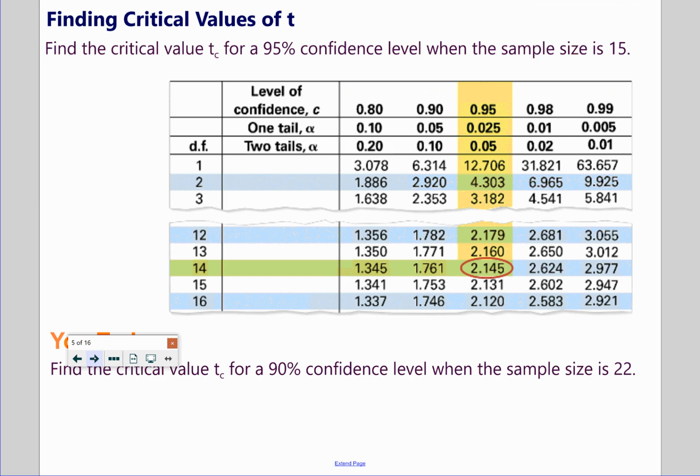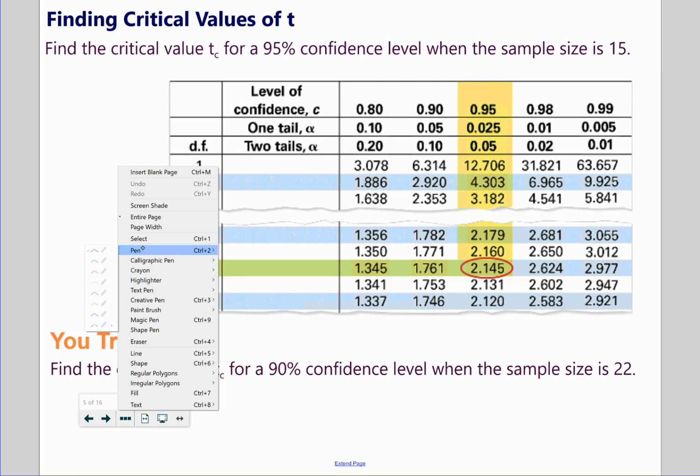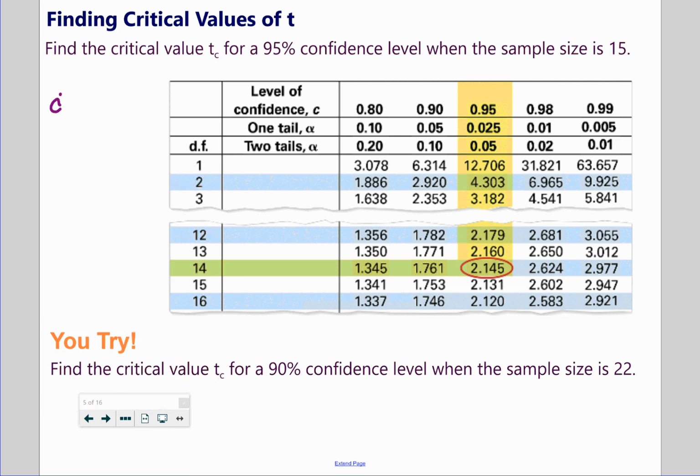All right, so on your table, let's say we have a 95% confidence level, so 0.95, and we have a sample size of 15. You first find the degrees of freedom, which are always your sample size minus 1. So here it's 15 minus 1, or 14.